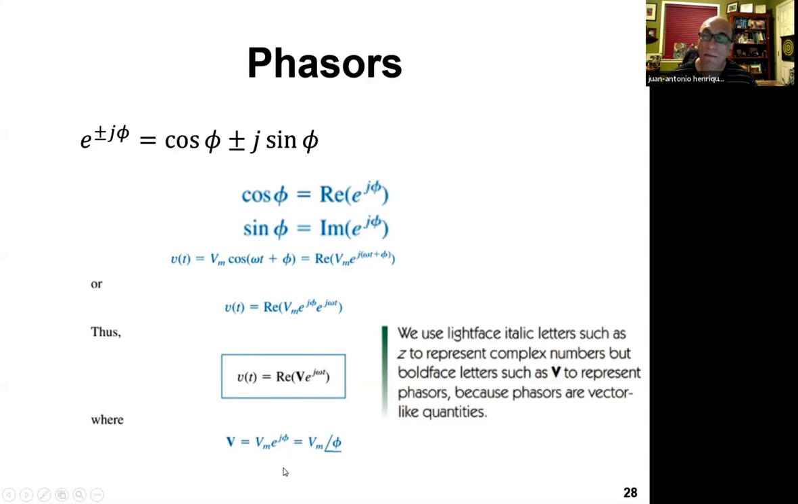Because this v, we use lightface italic letters, by the way, to represent functions of time, but we're going to use boldface letters like this to represent phasors. So anytime you see that in your book or in any literature, capital boldface will typically mean a phasor quantity. So in this case, this phasor can be written as an exponential associated with the same amplitude, or as a phasor, right? Because remember, this exponential is tracing the signal at this angle. So this represents the same thing.